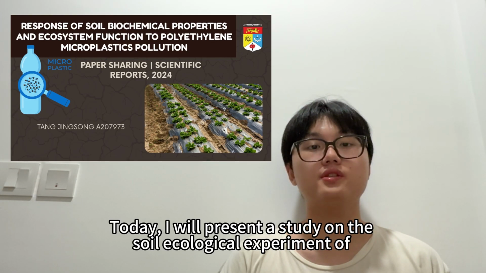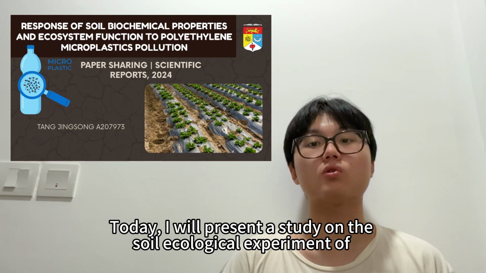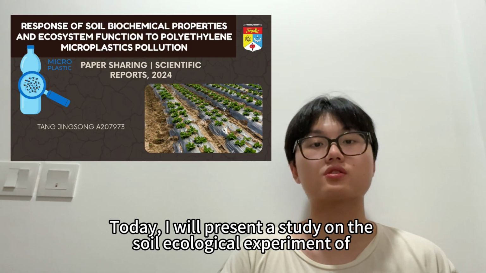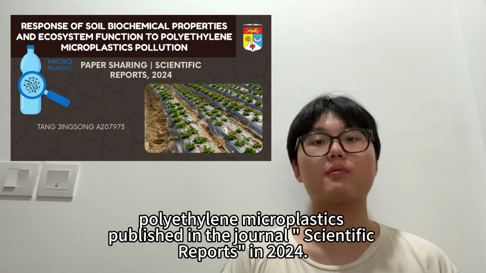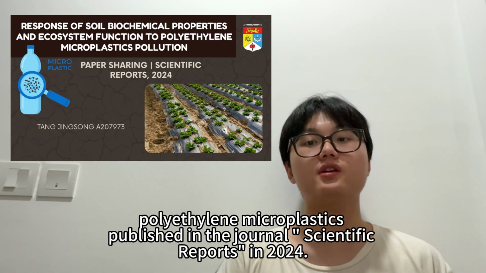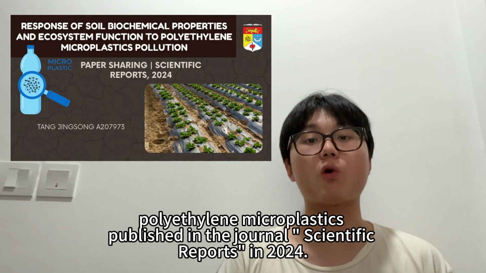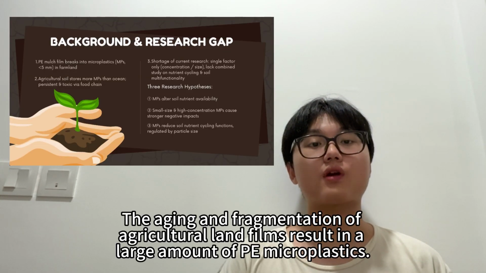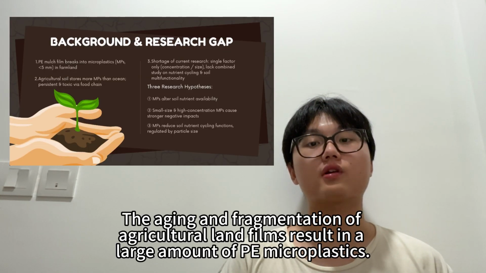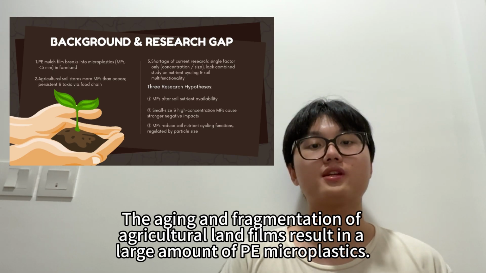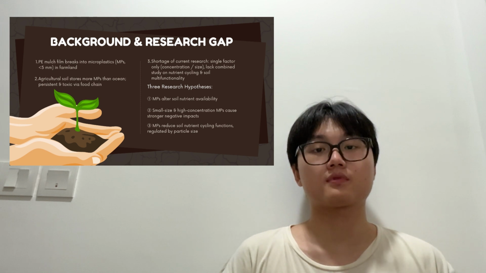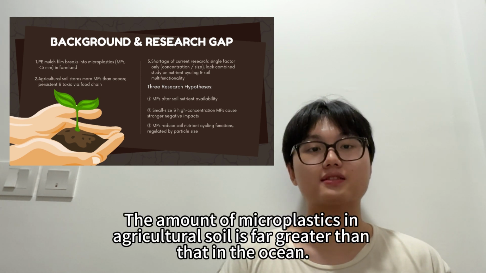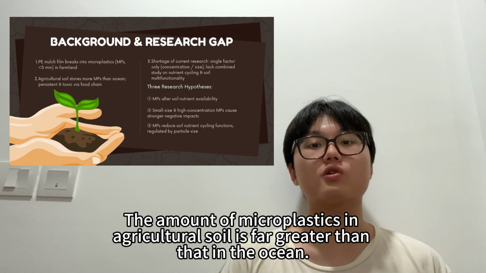Today, I will present a study on the soil ecological experiments of polyethylene microplastics published in the journal Scientific Reports in 2024. The aging and fragmentation of agricultural landfills results in a large amount of PE microplastics. The amount of microplastics in agricultural soil is far greater than that in the ocean.